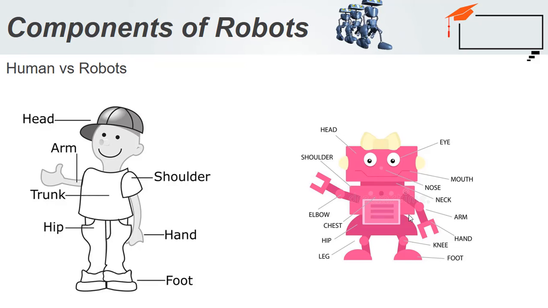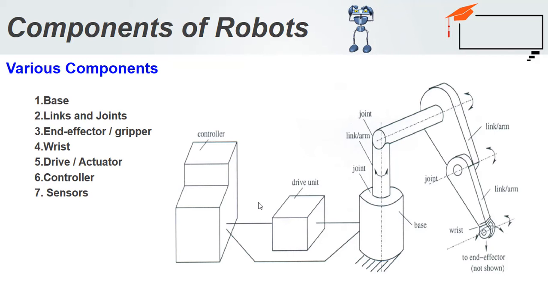So what are the components of the robot? If you see a human, I have a head, I have the arm, I have the trunk, I have the hip, I have the hand, I have the foot. Similarly, the humanoid robot also has camera eyes, metal arms, metal legs, and a metal body, like a human. We create a robot which mimics us or which mimics animals. So we take an industrial robot, which is a serial manipulator.